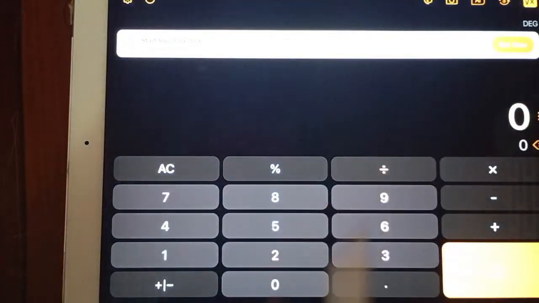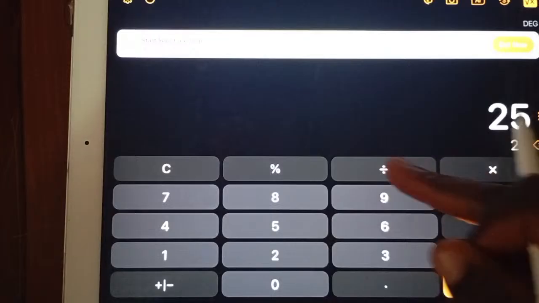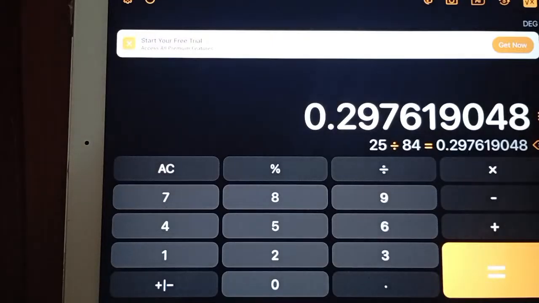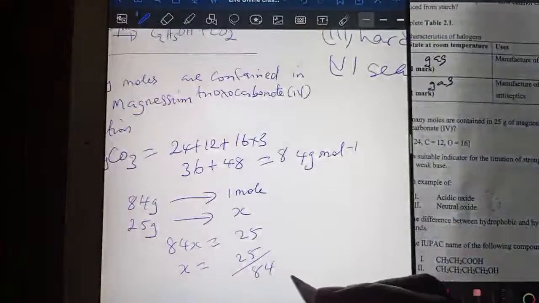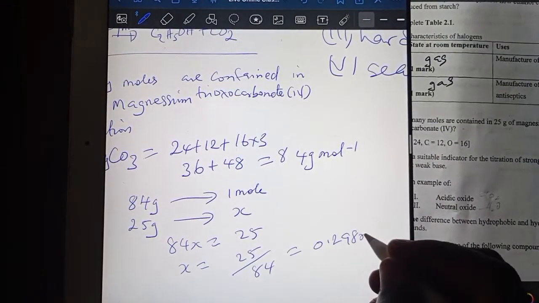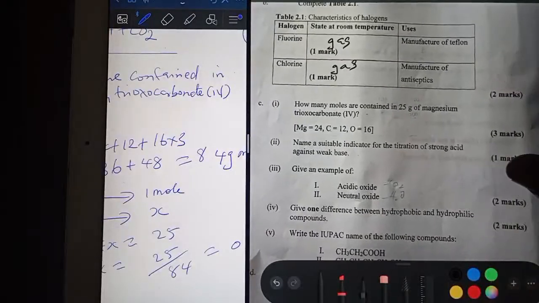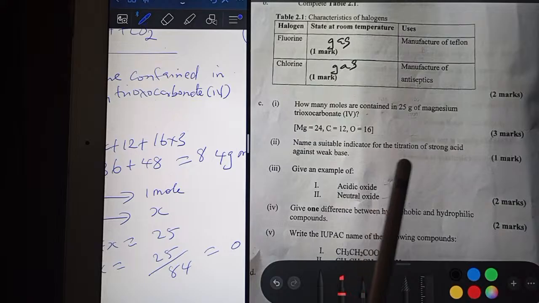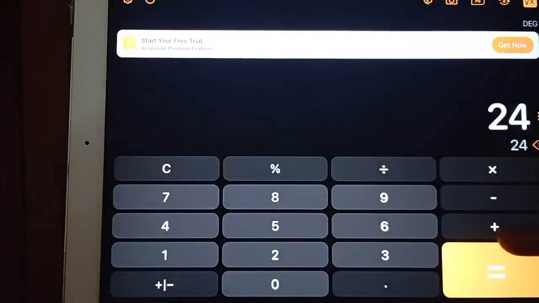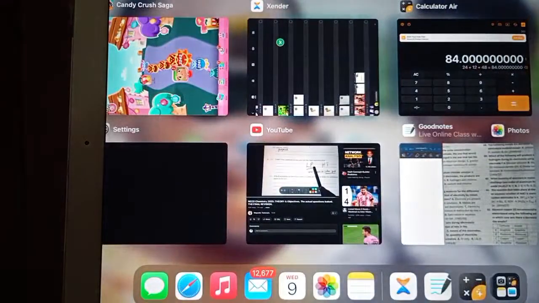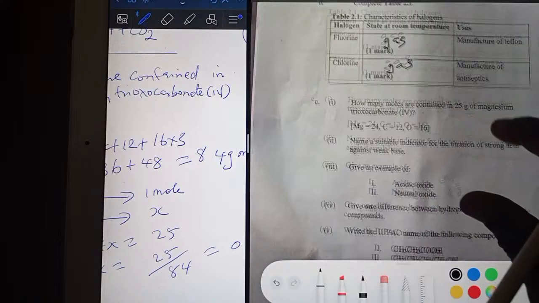Okay, we are looking at 25 divided by 84 is 0.297, 0.298 if you approximate, 0.298 moles. That's the answer. So then the next question says, name the suitable indicator for the titration of strong acid. Let me confirm if the molar mass is correct. 24 plus 12 plus 48 is 84. So that's correct.